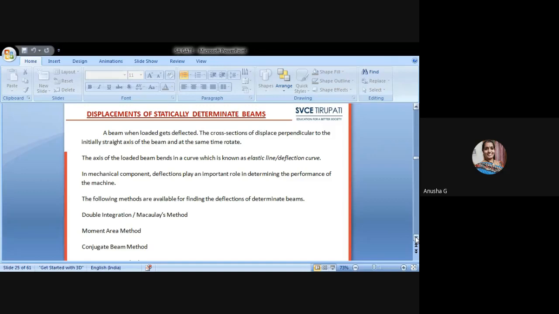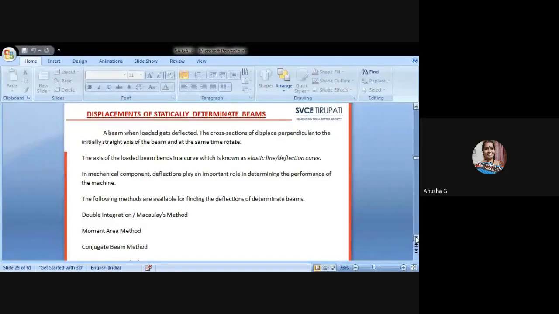In a mechanical component, deflection plays an important role in determining the performance of the machine. There are different methods available for finding the deflections of determinate beams: the double integration method, Macaulay's method, the moment area method, and the conjugate beam method. For your GATE exam, they will ask which method you have to use for such curved shape structures.